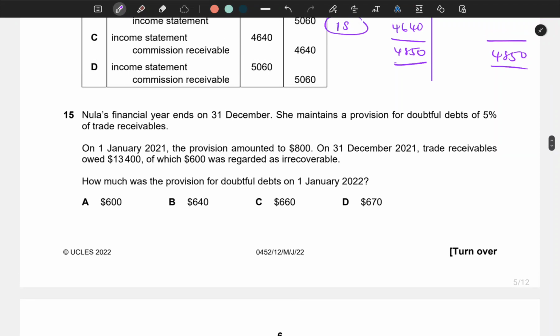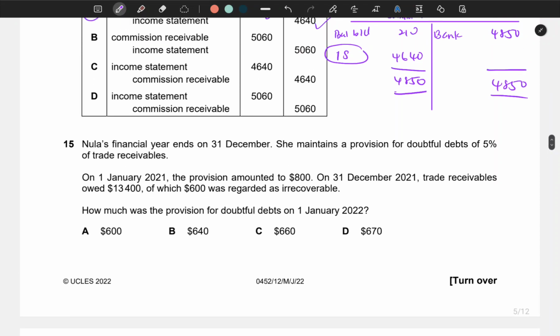Okay, next, number 15. Nula's financial year end is 31st December, she maintained provision for doubtful debt at 5% of trade receivable. On 1st January 2021, the provision amounted to 800. On 31st December 2021, trade receivable owed 30,400, of which 600 was regarded as irrecoverable debt. So how much is the provision for doubtful debt on the 1st January 2022?